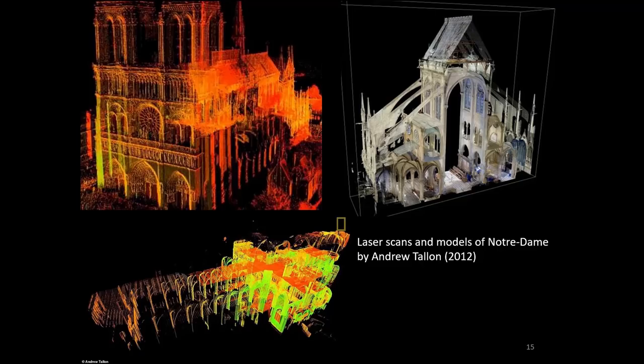And I'm not going to pretend to fully understand the technology that he's used here. But as I understand, this is a three-dimensional laser scan that enabled him to model very precisely the position of every element of the cathedral in three-dimensional space.